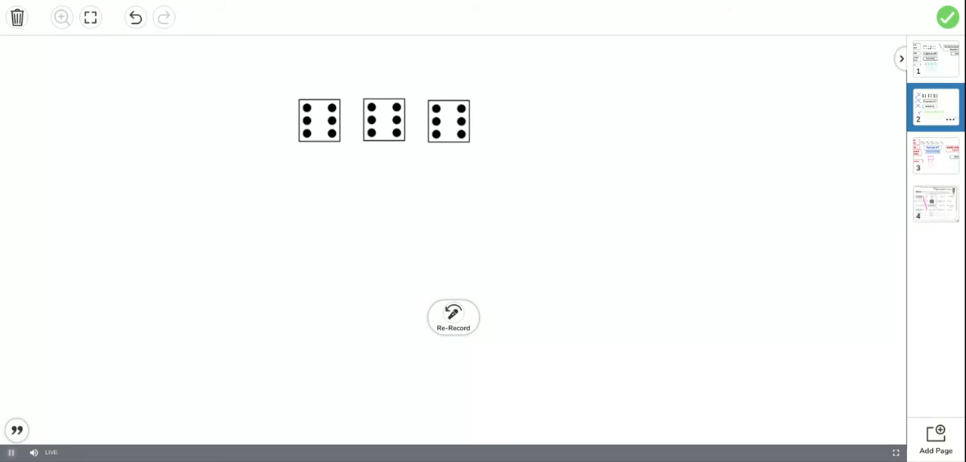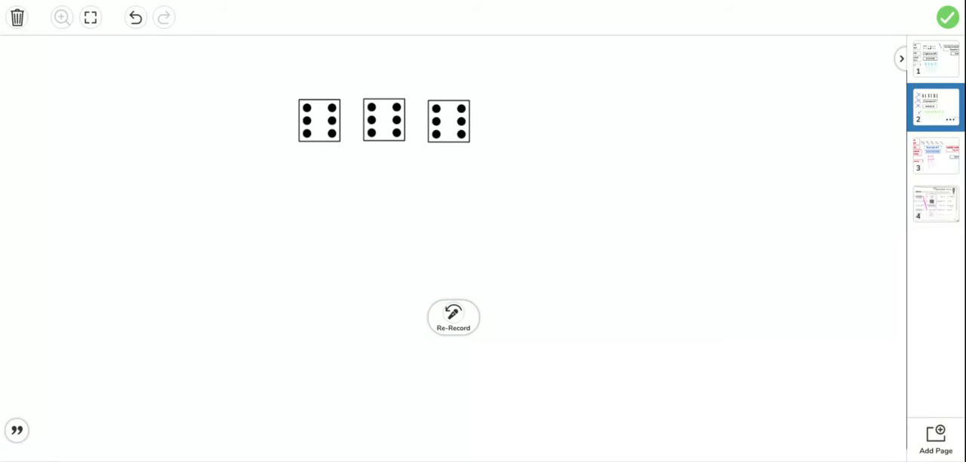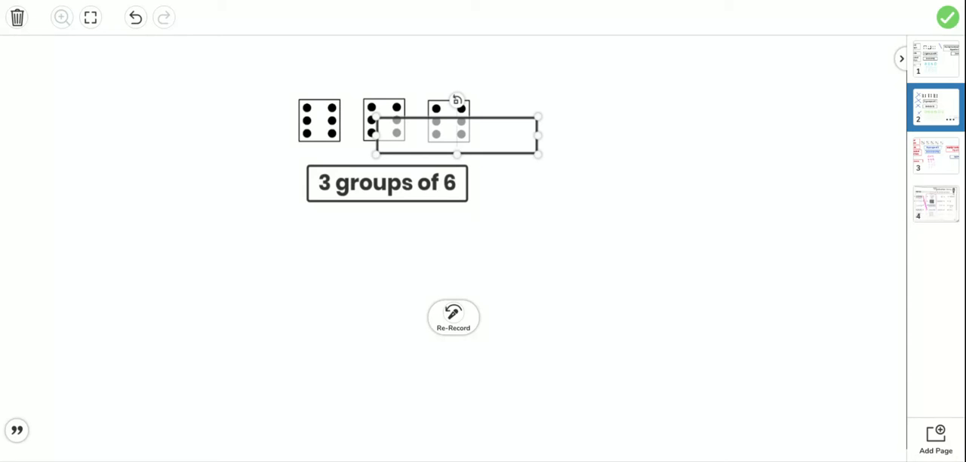So here you can see our new equal groups. I see our equal groups of 6, and we have 3 6s here. So if I just wanted to use words, I could say 3 groups of 6. Can you guys practice saying that with me? 3 groups of 6. Both of these mean the same thing. I just showed you in equal groups and I showed you in words. But that's not the only way I can show you.